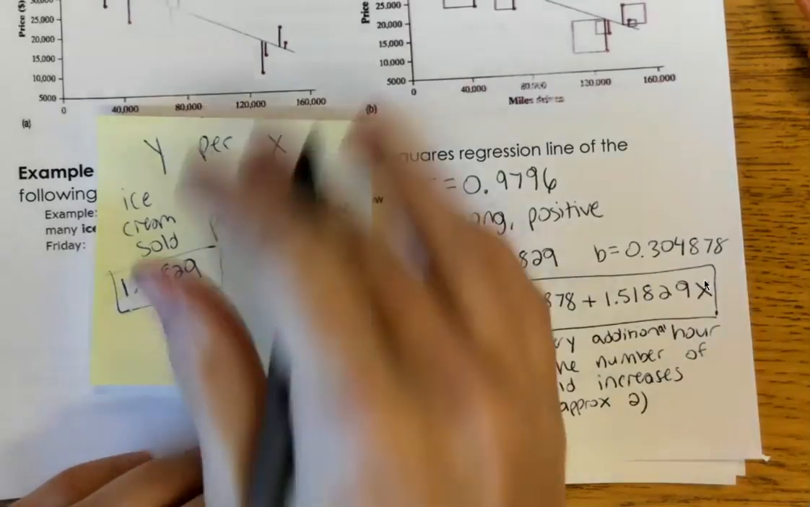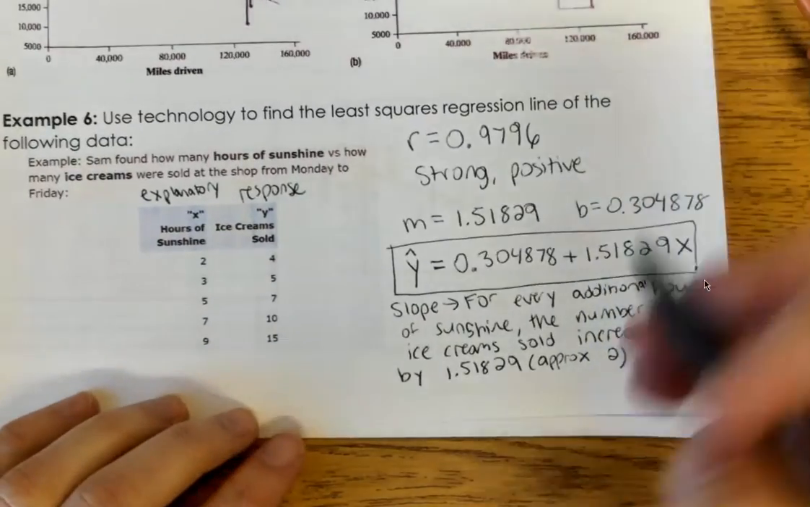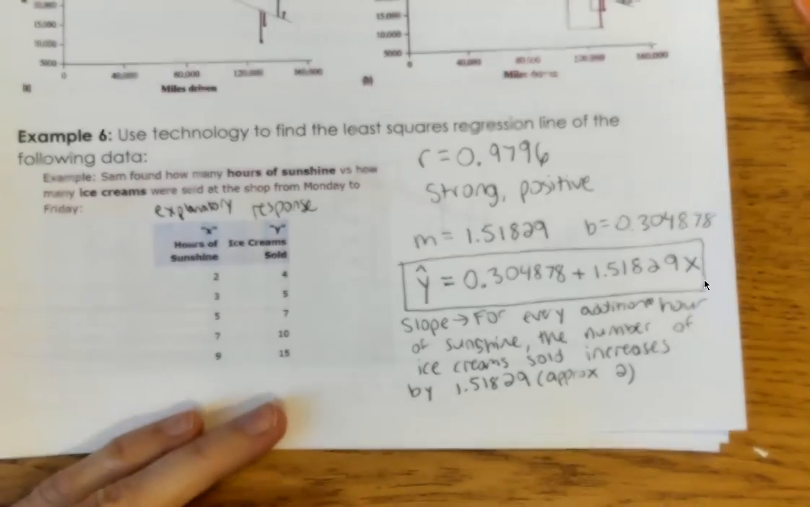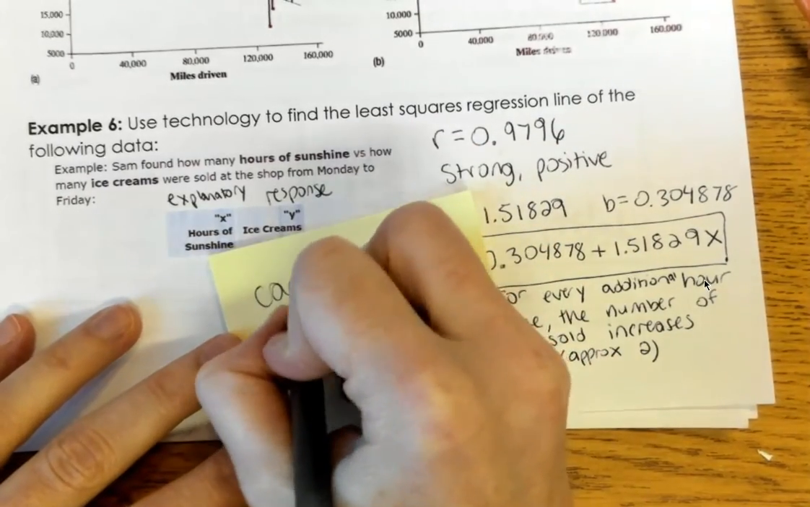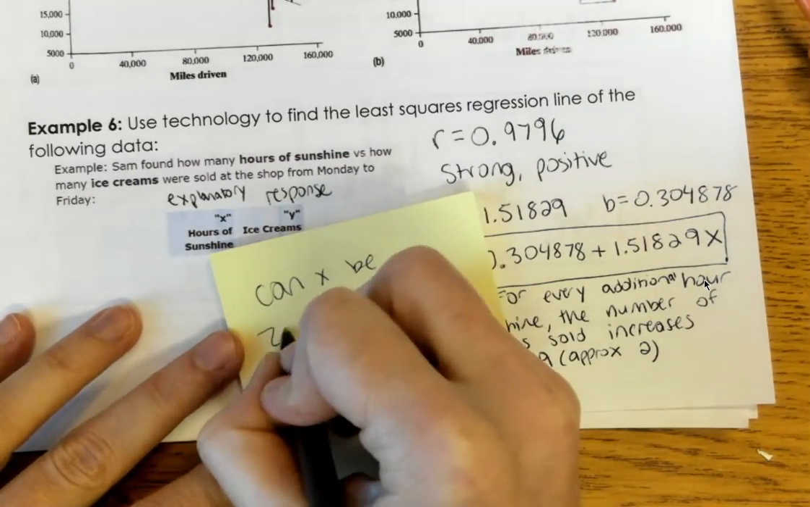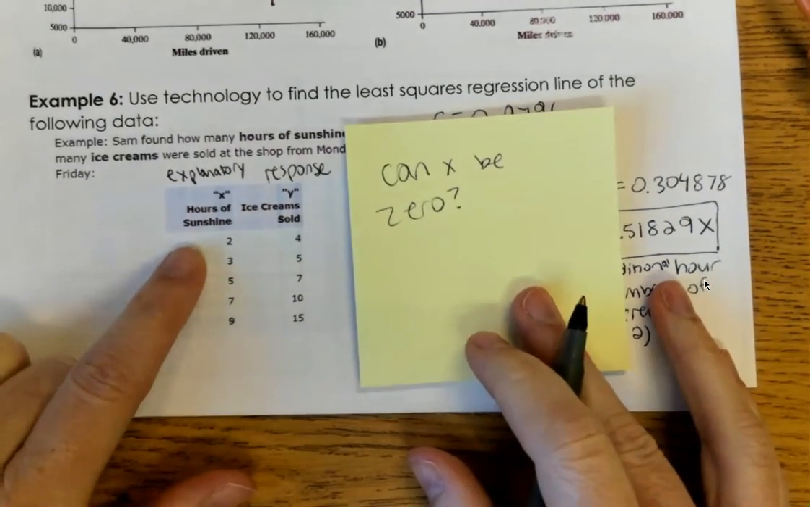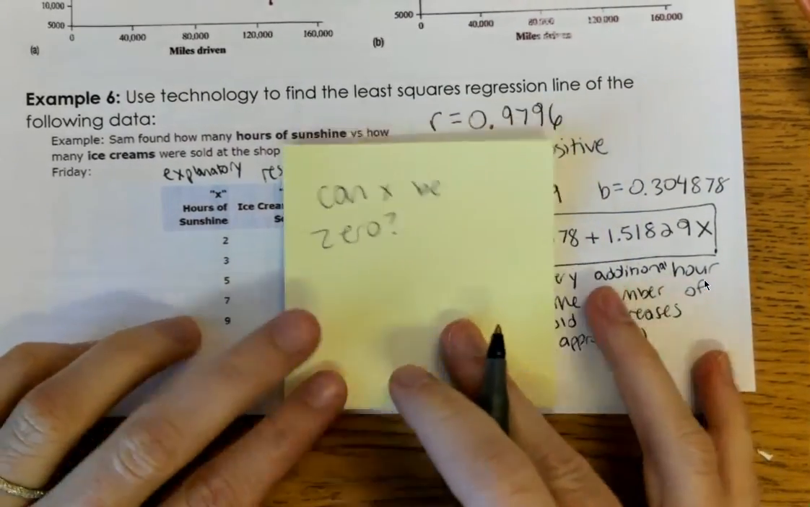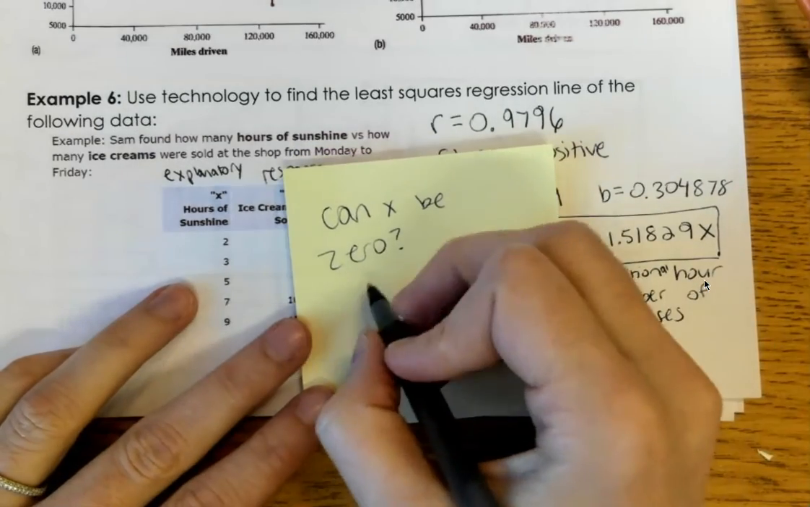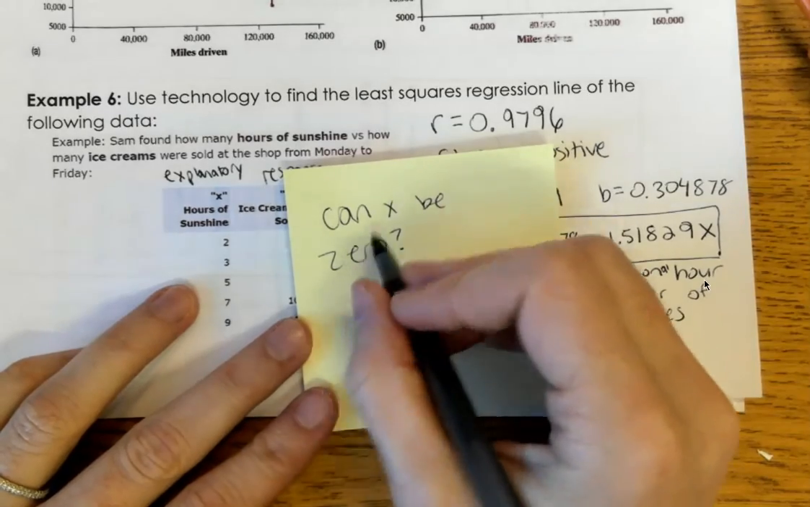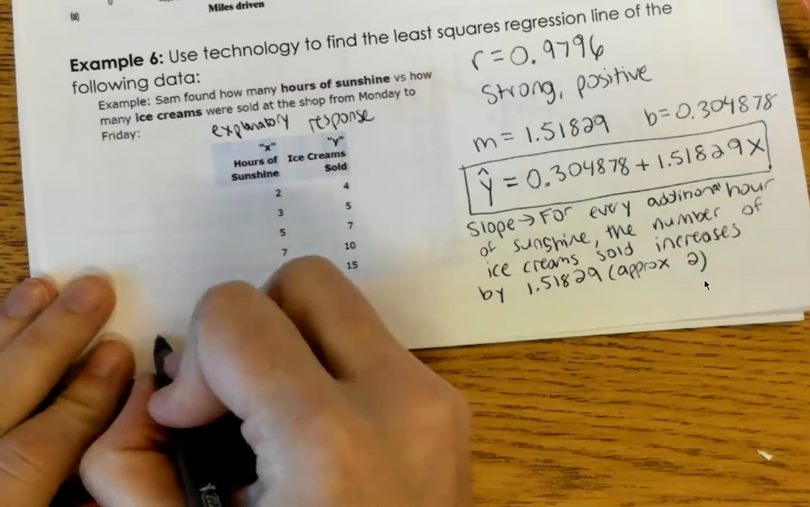Alright, does the y-intercept have any meaning in this one? So I always would imagine for my y-intercept, can x be 0? So x is hours of sunshine. Could my hours of sunshine be 0? Yes, definitely. You could have a stormy day, right? So my y-intercept is what happens if x is 0. So I'm going to put my y-intercept down here.